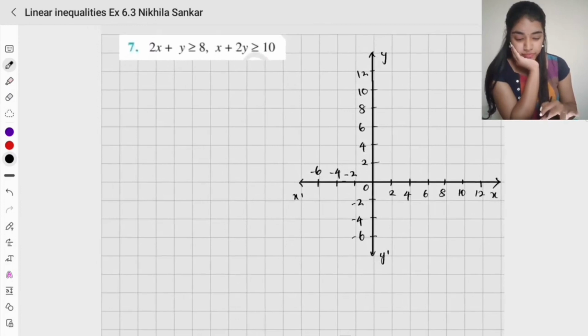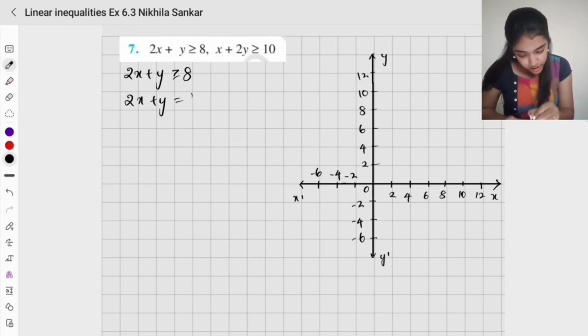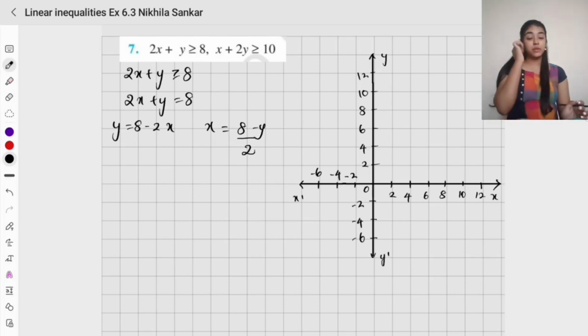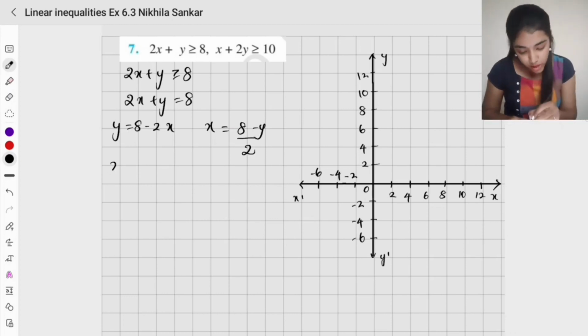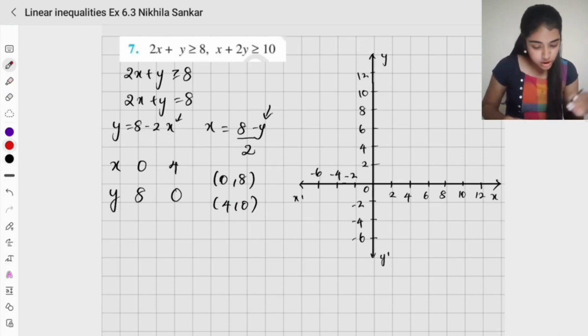Question number 7. 2x plus y greater than or equal to 8. So 2x plus y equals 8. Write one variable in terms of the other: y equals 8 minus 2x, so x is equal to 8 minus y divided by 2. When x is equal to 0, y is equal to 8. When y is equal to 0, x is equal to 8 divided by 2, which is 4. So solutions are 0, 8 and 4, 0. I'm going to plot this. So this is 0, 8 and this is 4, 0.